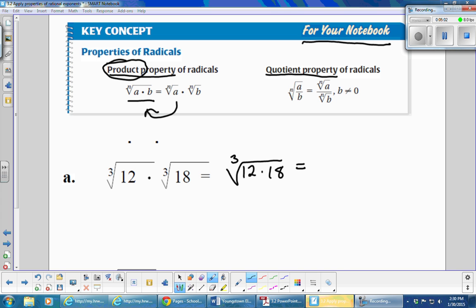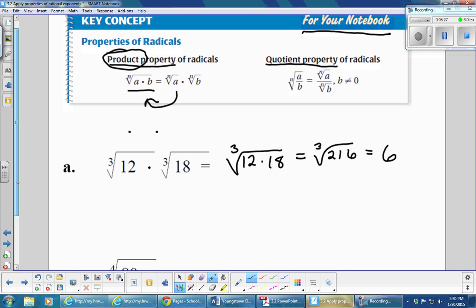So what that's going to be is the cube root of 12 times 18. 12 times 18 is 216. You can use your calculator for that. And then we can work that out if it's possible, because 6 times 6 times 6 is 216. So the cube root of 216 is just 6. Okay? And we're done. All right, so that's the product rule.